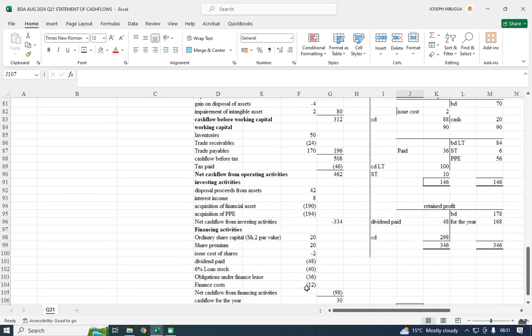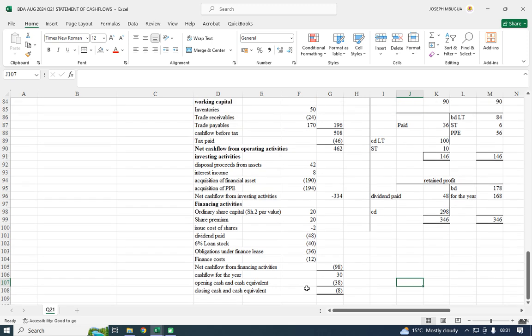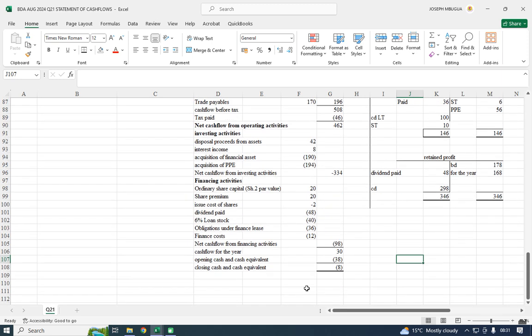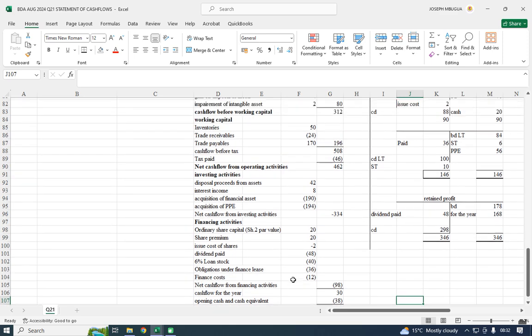The statement of cash flow. This was question number 21 in the just concluded sitting. So that's how the paper was supposed to be done.